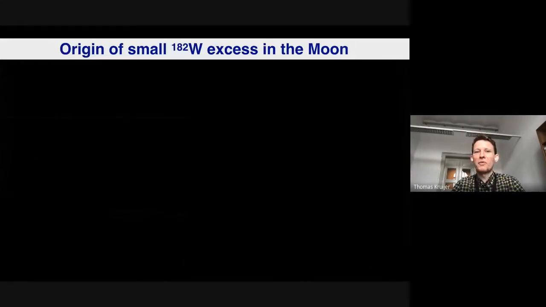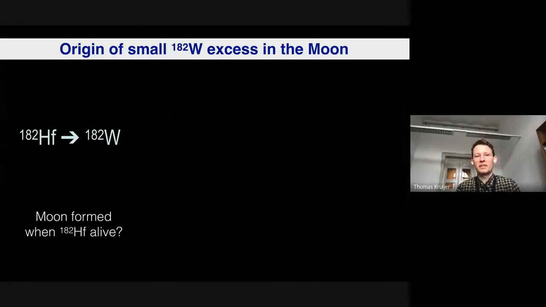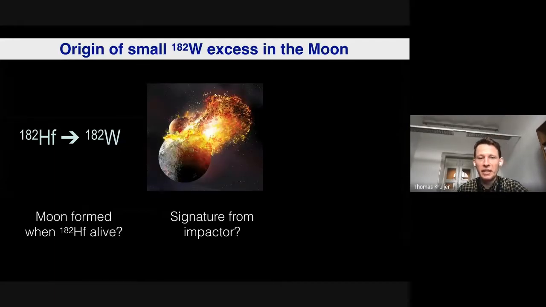So what does this result mean? What is the origin of the small excess in the moon? Well, it could mean that we have observed a significant radiogenic difference between the moon and the Earth. And this would be a reflection of the fact that the moon formed when 182 hafnium was still alive. So one possibility is that the moon is relatively old. A second possibility is that, as I just discussed a few slides back, the moon shows a signature from the impactor.